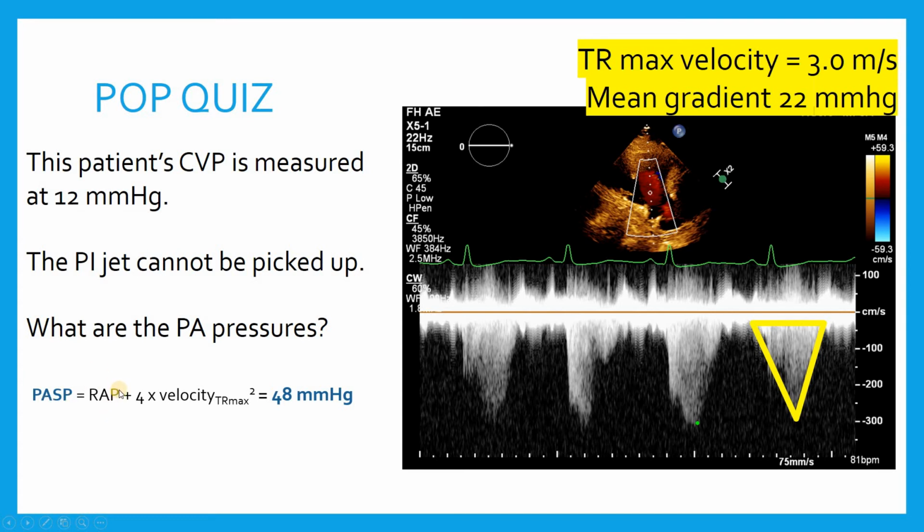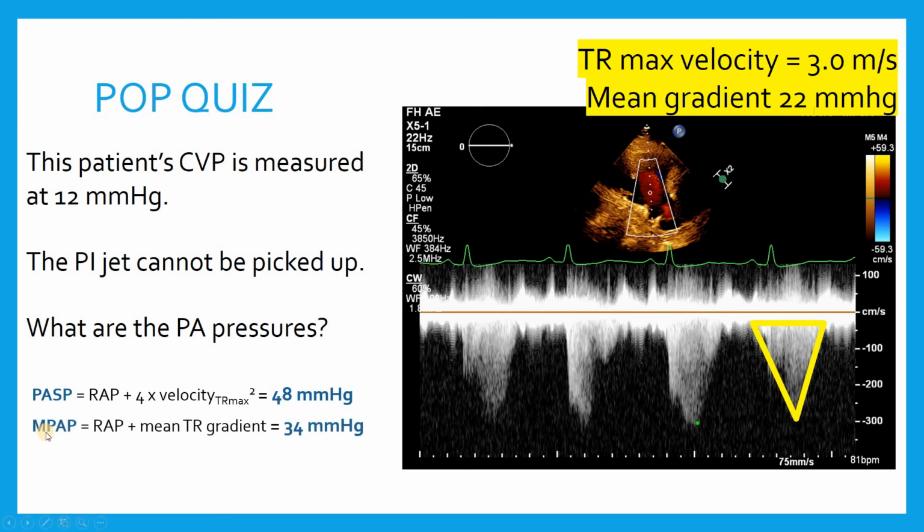We know that's going to be right atrial pressure plus my TR velocity at its maximal velocity squared times 4, which in this case equals 48. Remember, this is a gradient between right ventricle and right atrium. If I know my right atrial pressure, then I can figure out what my right ventricular pressure is, because it's accounted for in that gradient, and that's 48. PA systolic pressure, assuming there's no pulmonary valve stenosis, is going to be the same as my right ventricular systolic pressure, which is going to be 48 millimeters of mercury here. So the patient has some degree of pulmonary hypertension.